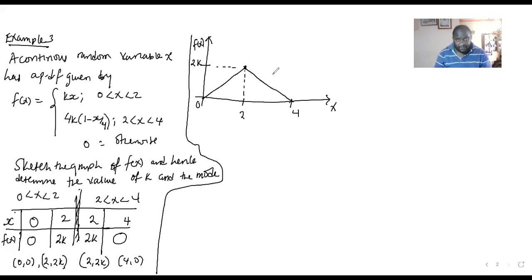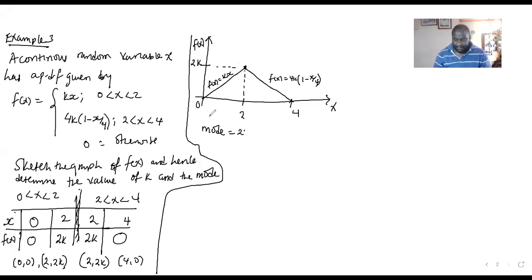Then from 2k, the curve goes down up to 4, but in form of a straight line as well. So this is the function of x is equal to 4k into 1 minus x out of 4. Then this is the function of x is equal to kx. Therefore, if the question says, hence find k, by all means you can see the mode. The mode is 2, because the highest value of f of x is 2k, which is equal to 2.